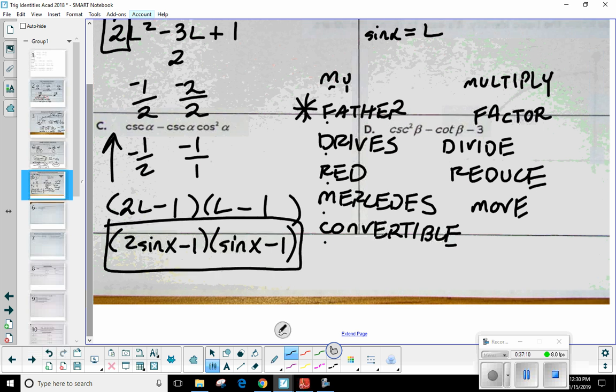Remember, this method only works for a trinomial if it has how many terms? If it has 3. So see, you don't even have to deal with that trig function until the very last step. It's just like you're factoring a normal polynomial.